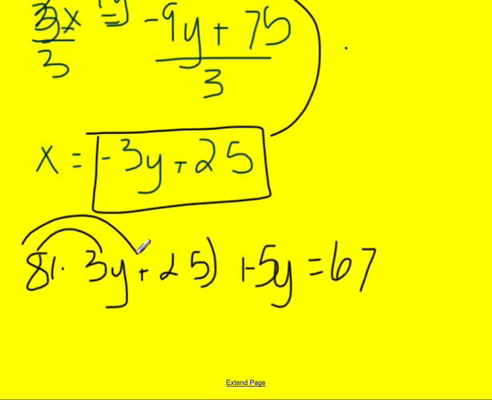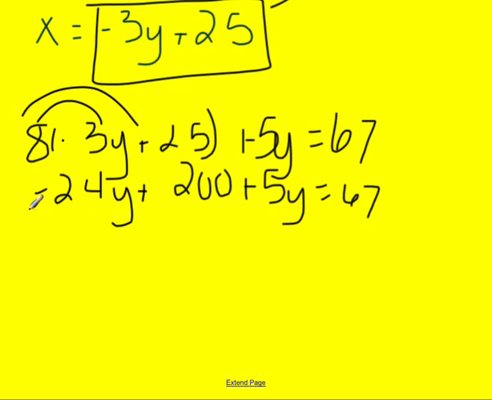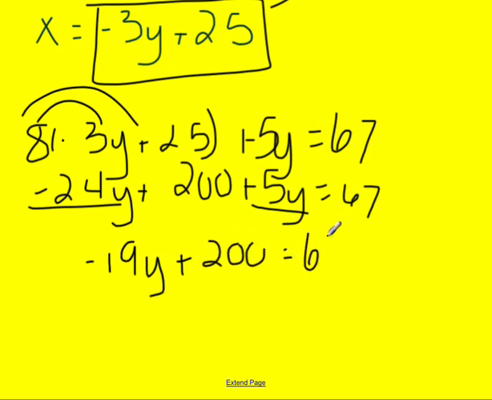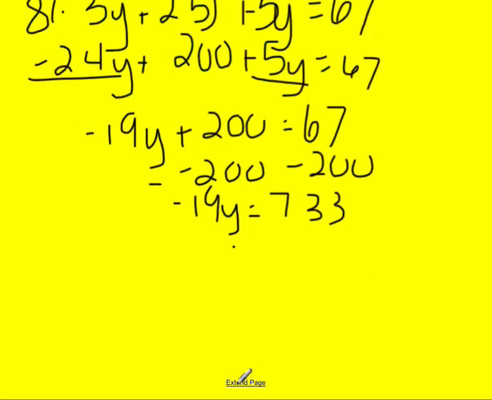So now we're going to distribute in that 8, so I get a negative 24y plus 8 times 25, which is 200. Don't forget about that other plus 5y, and that needs to be equal to 67. So now we have negative 24y plus 5y. That's going to give me a negative 19y plus 200 is equal to 67. So now I'm going to subtract 200 from both sides. And I get that a negative 19y is equal to 733. So now I'm going to divide both sides by a negative 19.